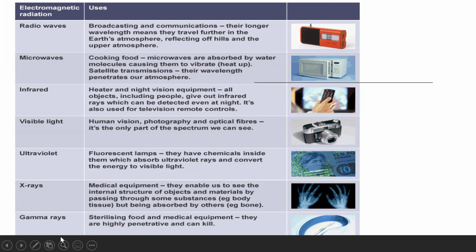Then we have gamma rays. Gamma rays are used for sterilizing food, because gamma rays, as I told before, are dangerous. They can kill living cells. So if food items have some bacteria or other living cells which are not good for us, gamma rays are used to sterilize the food and medical equipment. They are highly penetrative and can kill living cells. So it is dangerous to be exposed to gamma rays.